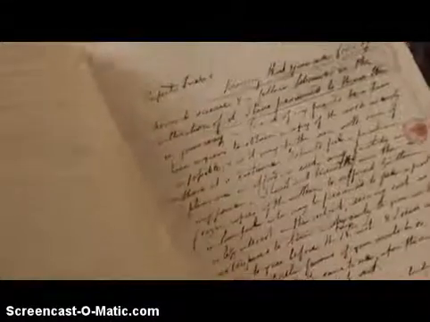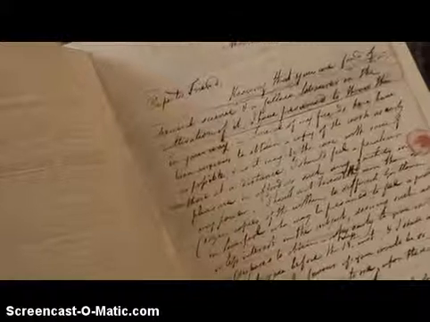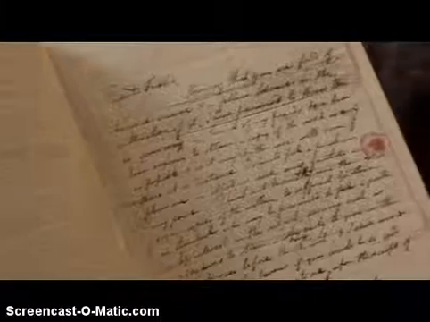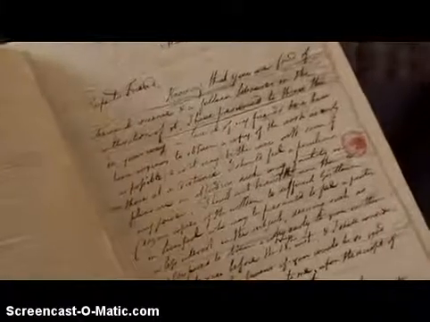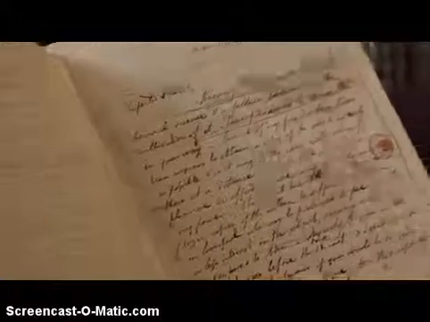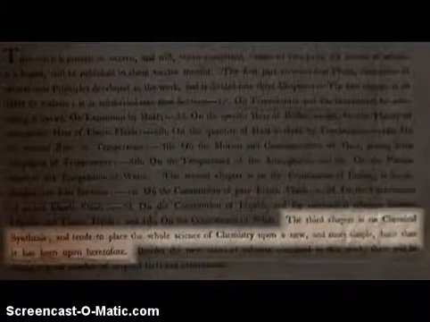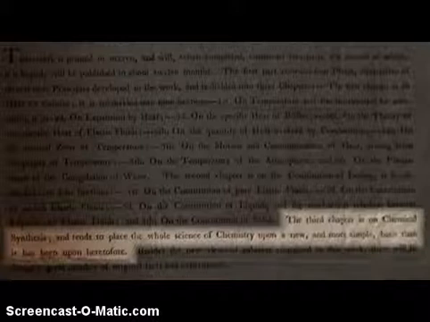Because it was a letter, the person who received it kept it as a letter. And miraculously today, we have in the Chemical Heritage Foundation this one thing in which Dalton quite clearly says that the third chapter is on chemical synthesis and tends to place the whole science of chemistry upon a new and more simple basis than it has been upon. Very modest words, but absolutely true. He totally transformed our way of thinking about what goes on in chemistry.